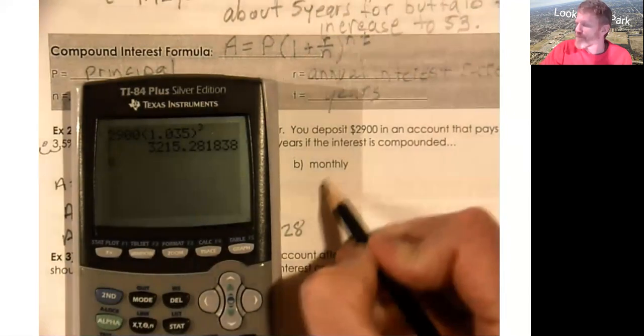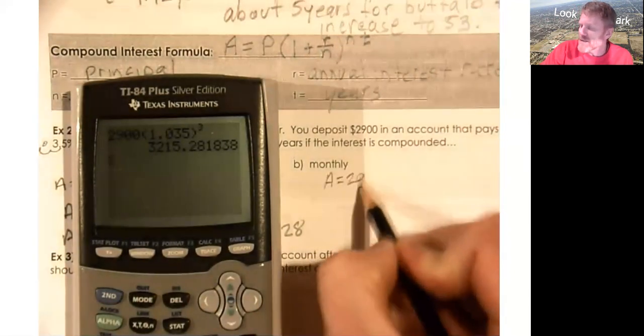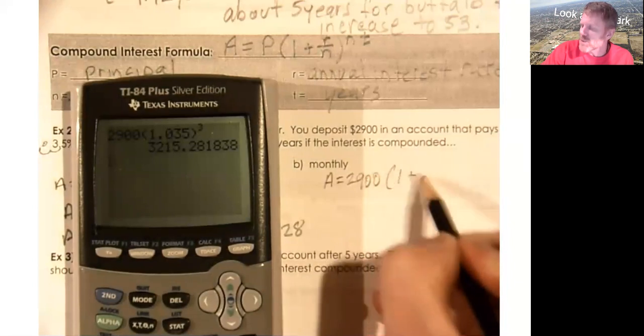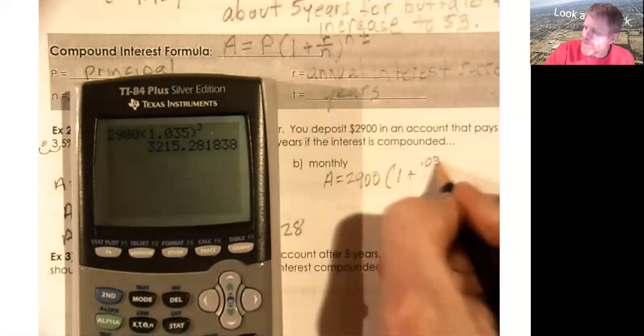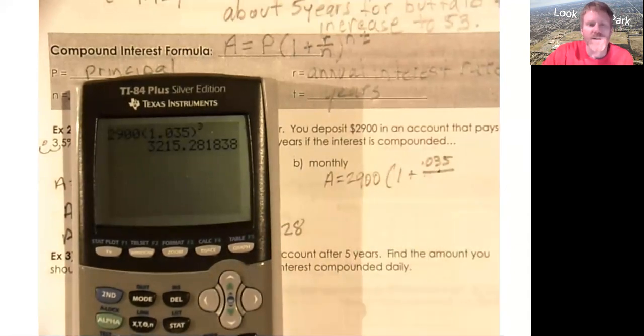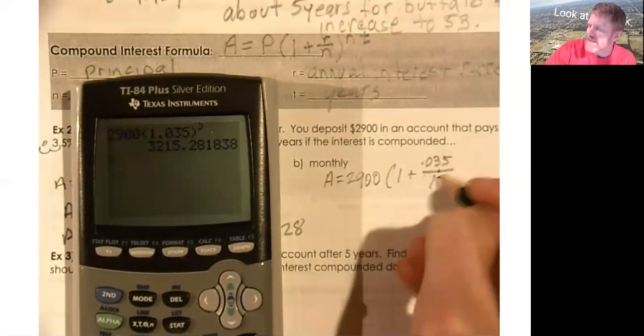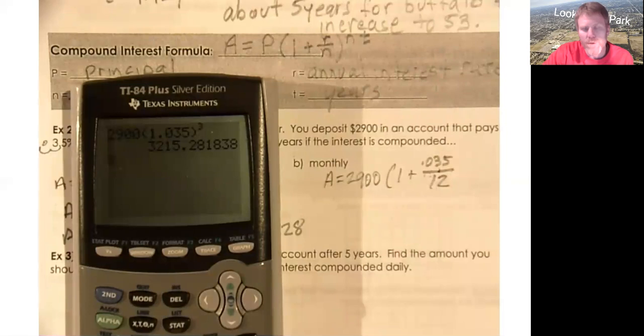Monthly. Now, if we're going to compound monthly, we've got our 1 plus our 0.035. If it's going to get compounded monthly, we're going to divide that 3.5% by 12. We're cutting it up into 12 equal amounts. You don't get your 3.5% every month. That would be outstanding. But you get your 3.5% broken up into 12 equal amounts.